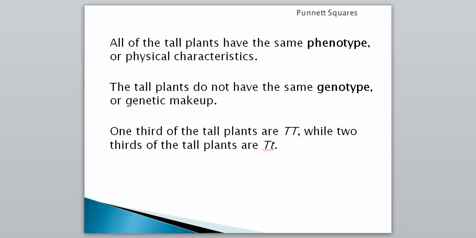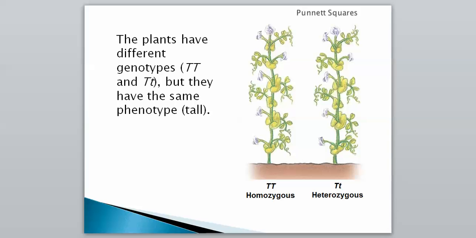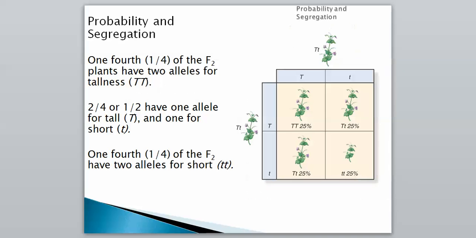One third of the tall plants are TT, while two thirds of the tall plants are big T, little t. That's what we just said. So these plants have different genotypes, big T, big T, and big T, little t, but they have the same phenotype. And here's our probability. One fourth of the F2 plants have two alleles for tallness, half have the allele for tall and short, and one fourth have two alleles for short. That's pretty simple to see there.